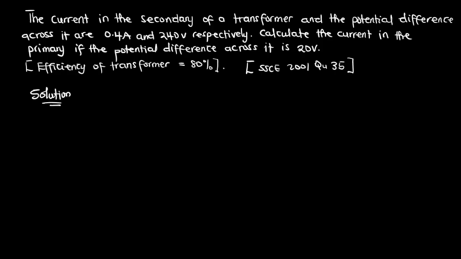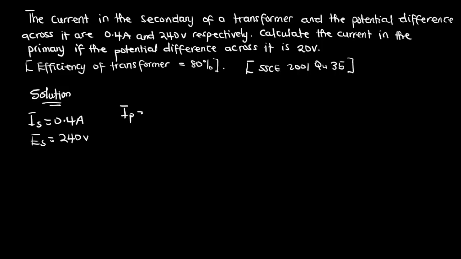So let's first of all write down our parameters. They say the current in the secondary of a transformer and the potential difference across it are given. So the current in the secondary, IS, is 0.4 amperes, and the voltage in the secondary, ES, is also equal to 240 volts. Are we okay? We have to calculate the current in the primary.